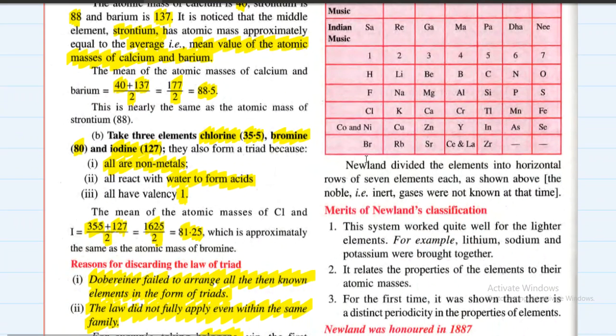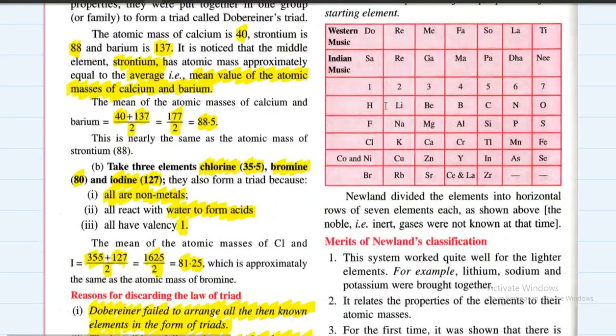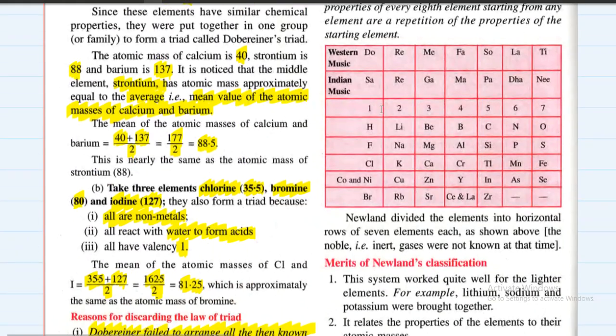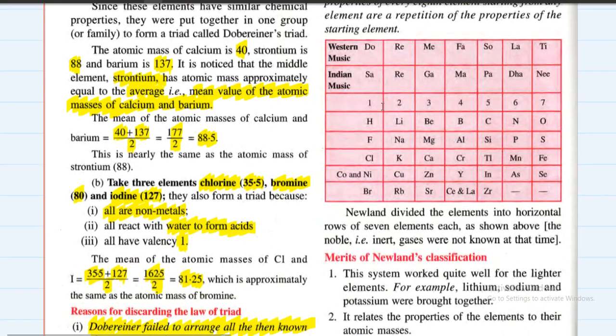ठीक है, जैसे कि हीलियम 1 2 3 4 5 6 7 और एट्थ एलिमेंट कौन सा आता है? फ्लोरीन. तो हीलियम और फ्लोरीन की प्रॉपर्टी सिमिलर है, लिथियम और सोडियम की सिमिलर है, बेरिलियम और मैग्नीशियम की सिमिलर है, बोरॉन और एल्यूमिनियम की सिमिलर है, एंड सो ऑन. ऐसा न्यूलैंड्स ने बोला. अब ये करेक्ट था या इसमें कुछ फॉल्ट था मुझे नहीं पता है, देखते हैं.